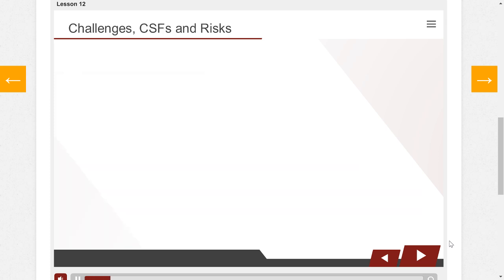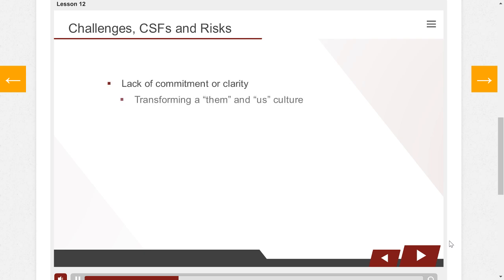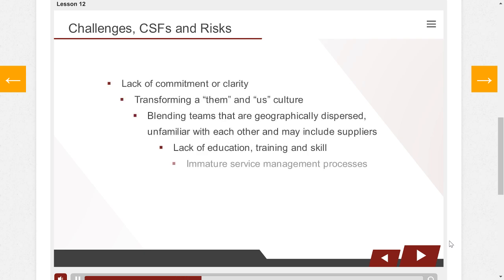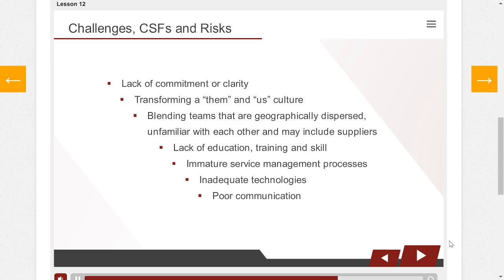We're going to conclude this lesson by looking at some challenges, critical success factors, and risks. We'll start with the challenges and risks. You can see some examples on the screen here. These will be common to most organizations, and overcoming them will require organizational change. Challenges are things that we will definitely have to overcome. Risks are things that might happen and that we need to plan for. How many of these will apply in your organization?